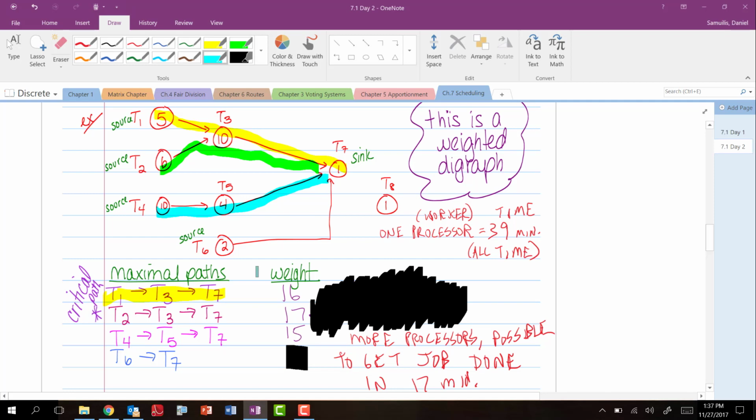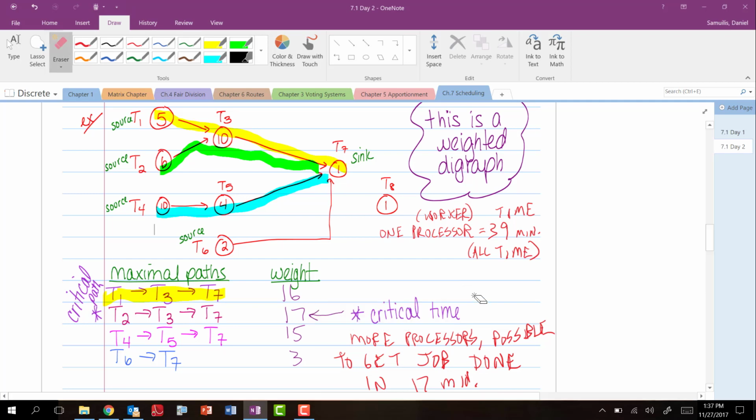Now, why are we ignoring, and then the last one, just 2 plus 1, 3? The only time an isolated task might come into play with this is if that isolated task was more minutes than one of these maximal paths, and it's not. So we'll have to somehow fit that one in there. So obviously, the critical time is 17 minutes. With more processors, it's possible to get this job done in 17 minutes.